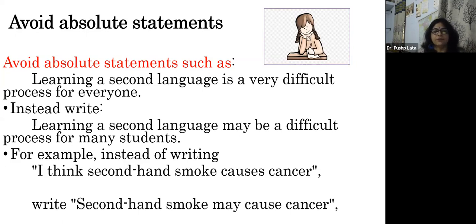For example, I think secondhand smoke causes cancer. So you say that secondhand smoke causes cancer. So you have established that. With finality, you are saying that. Please don't do that. You can instead write, secondhand smoke may cause cancer. So that shows the possibility. Okay.